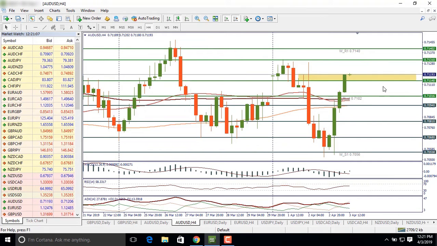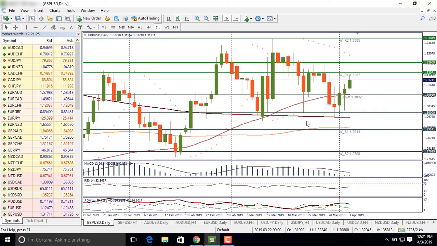Otherwise, we may see the slide towards the support at 0.712. The next support for the pair is placed at 0.7094.